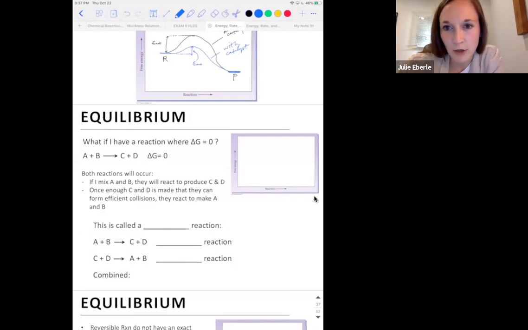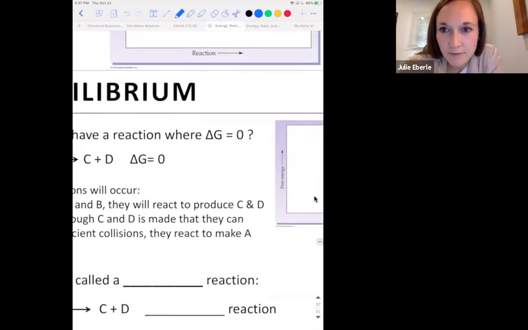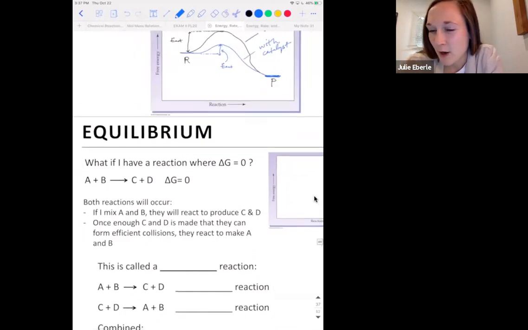Well, I'm going to throw you a curveball. You ready for the curveball? What if delta G is 0? What if it's not positive or negative? You're like, I don't know. I didn't know that could happen. What does that mean? Well, what would it look like on an energy diagram if our delta G was 0?